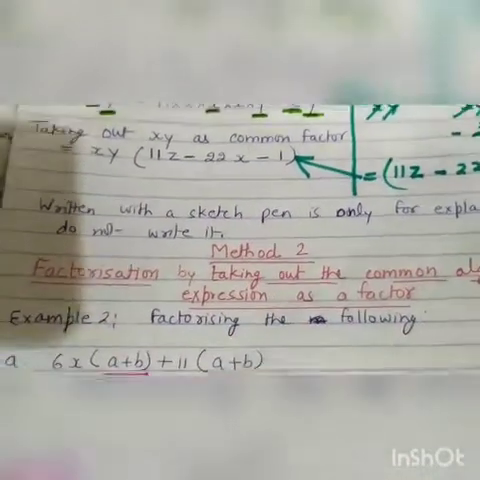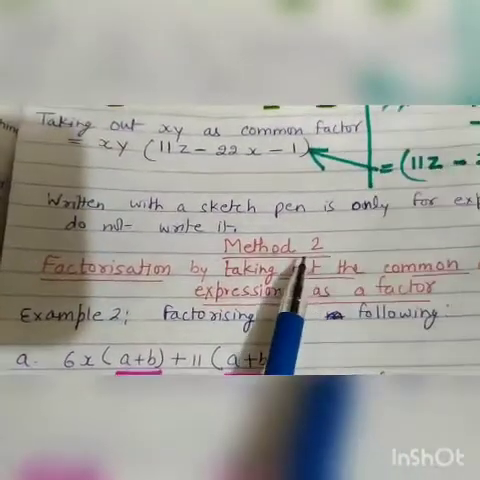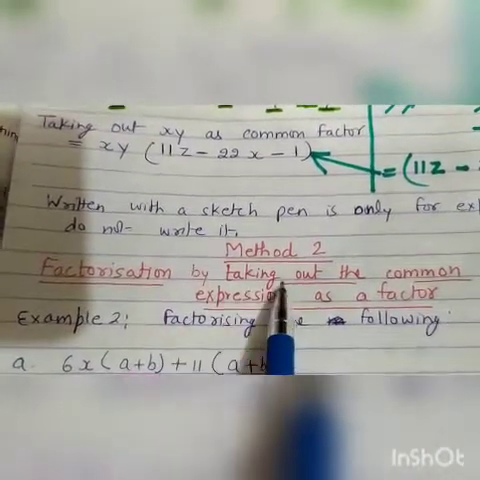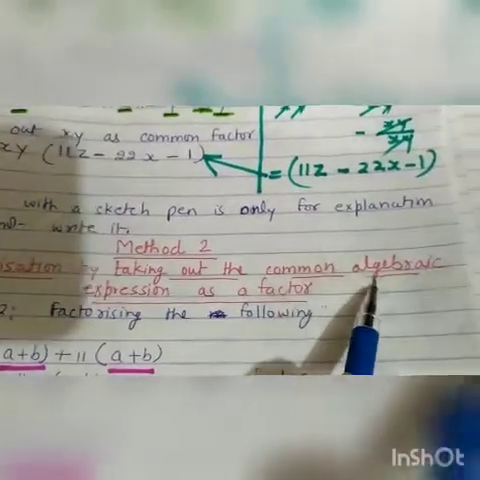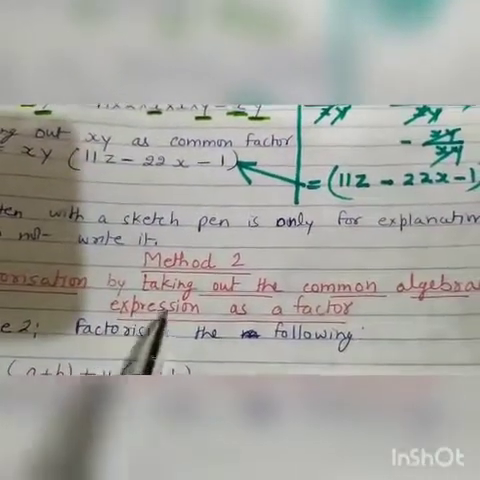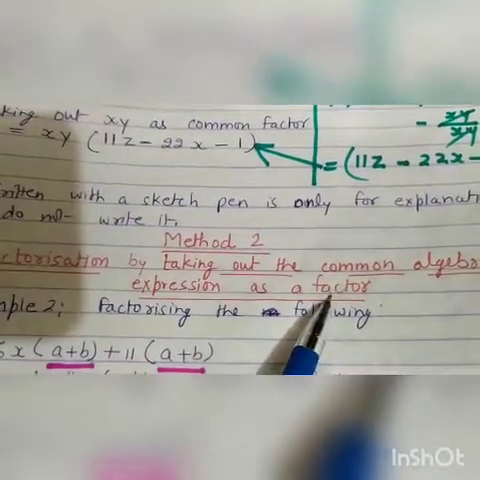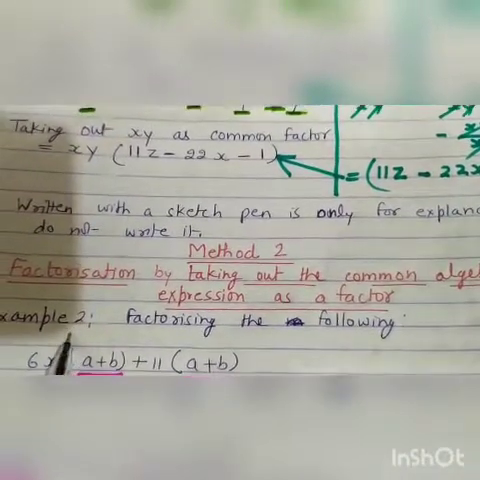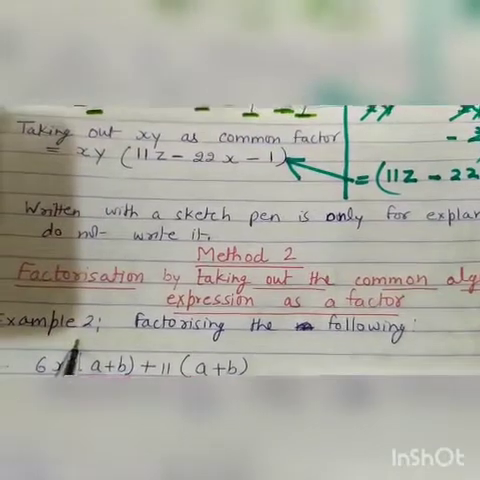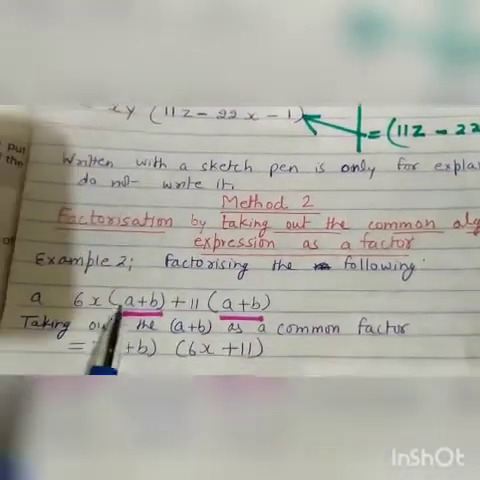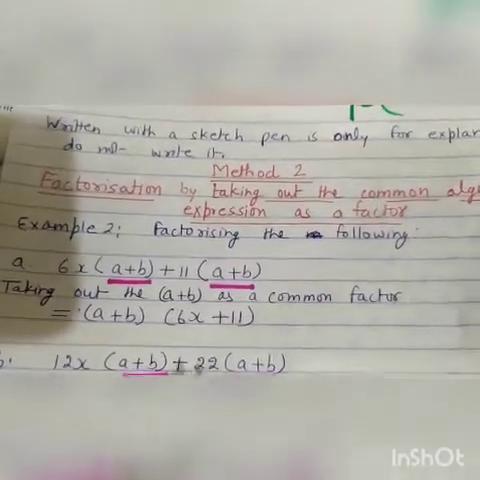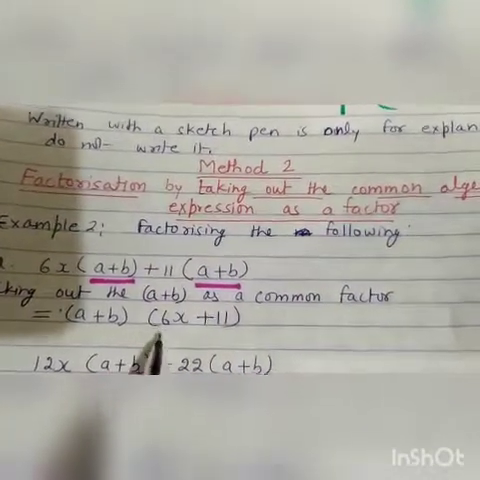Okay. Now come to method 2. This was method 1. Factorization by taking out the common algebraic expression as a factor. Now example 2. These all examples are in your book. I am not solving the exercise. I am only explaining the examples.